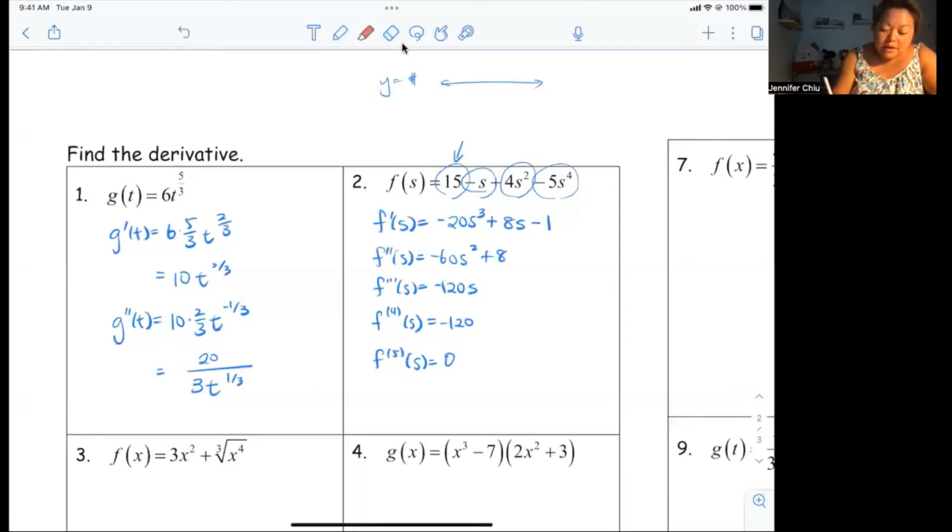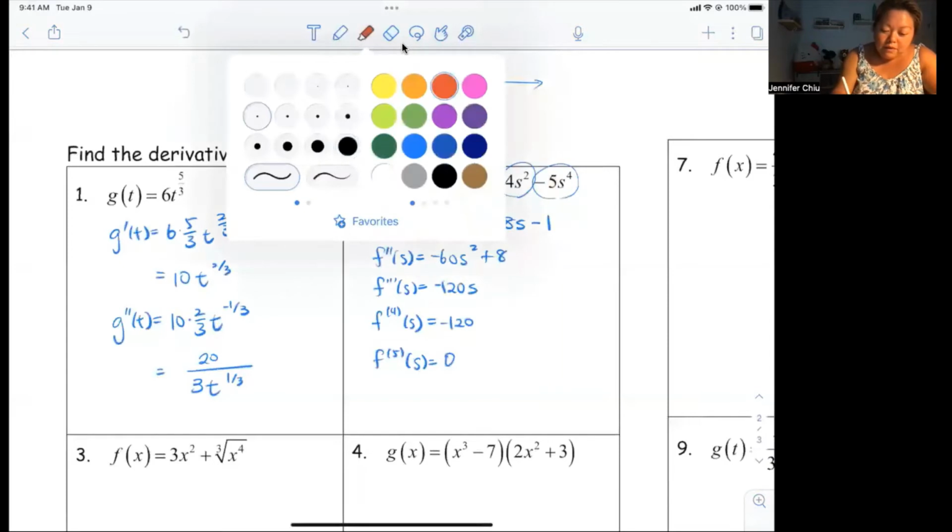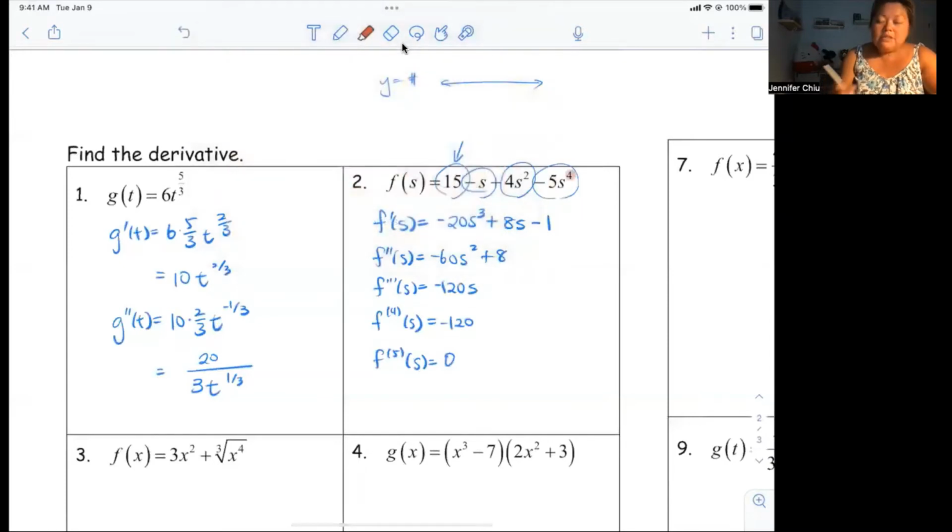And you know that because your highest power is 4. Oops, sorry. Your highest power is 4 here. And so you always need one more number than that power to finish out your derivative and get all the way down to 0.